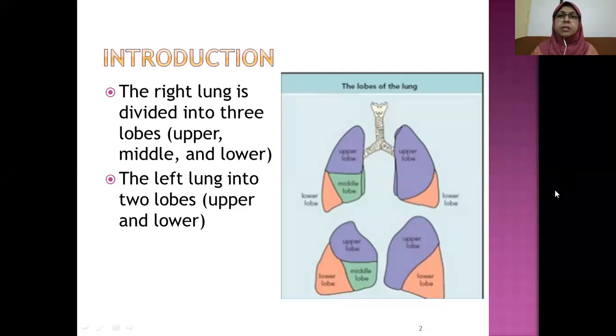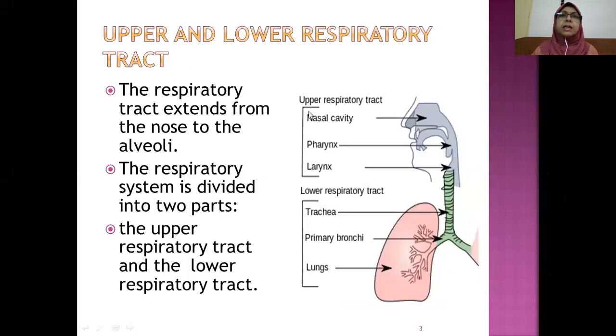You know, there are two lungs, right and left. The right lung has 3 lobes: upper, middle and lower. Sorry, the picture is not good here, sorry for that, but you know very well from your anatomy. And the left lung has 2 lobes: upper and lower.